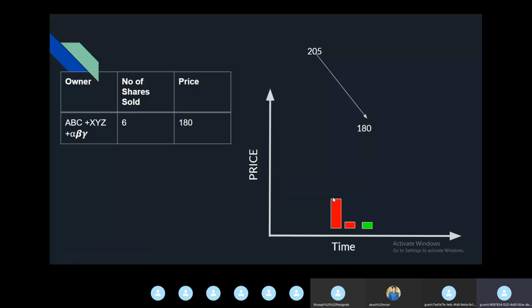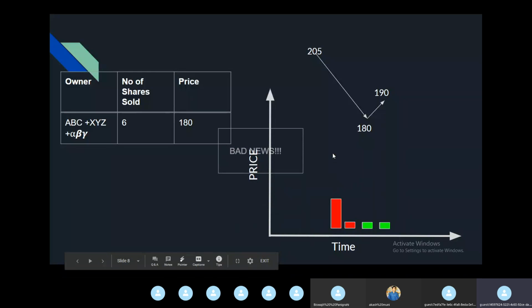What happened next? There will be some buying, definitely. People like us will buy on this downtrend. Okay. So it moved from 180 to 190, but you see the buying volumes are very low. So who is buying? Not institutionals, not somebody like us who is buying.